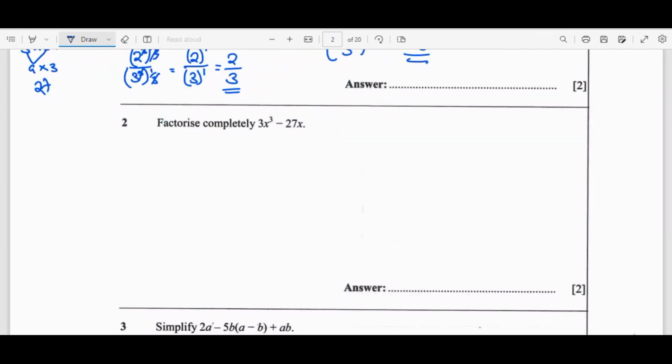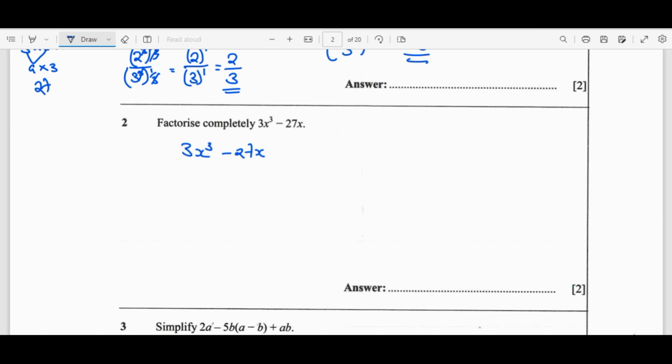Okay, the second one is factorize completely. So you factorize here. Factorization comes from algebra. The indices and the factorization all come from algebra, meaning that you have to be acquainted with questions that are extracted from algebra. In this case, we are saying factorize completely 3x raised to the power 3 minus 27x. So we're going to copy 3x raised to the power 3 minus 27x.